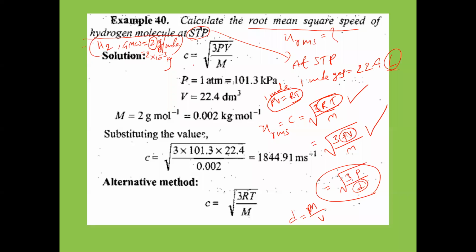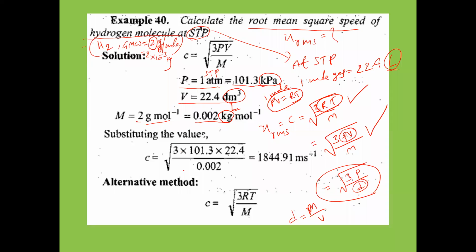Now see here. C is equal to under root 3PV by M, and P is equal to 1 atm generally at STP. STP pressure is 1 atm, that is 101.3 kilopascal. Remember. Next, V is equal to 22.4 liters. Decimeter cube means liter only, because 1 mole of any gas at STP will occupy 22.4 liters. Next, molecular mass is 2 grams per mole, that is 0.002 kilograms per mole.